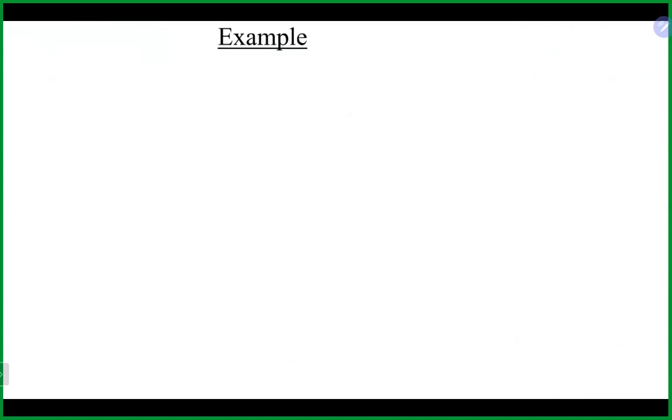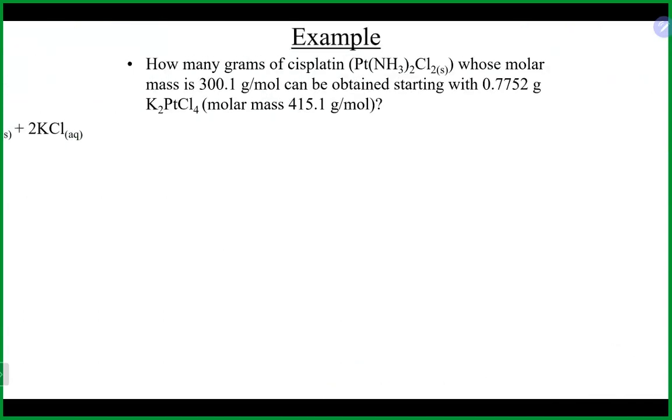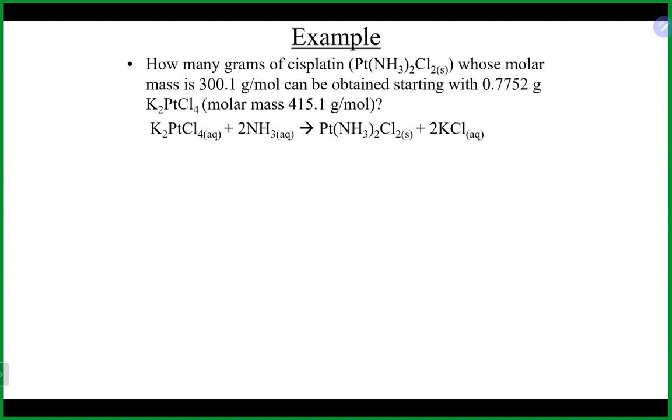Let's try one last one here with basic stuff. How many grams of our cisplatin, whose molar mass is 300.1 grams per mole, can be obtained if you started with 0.7752 grams of K2PtCl4? Okay. So once again, here we are starting with 0.7752 grams of this. We eventually want to get to grams of that.